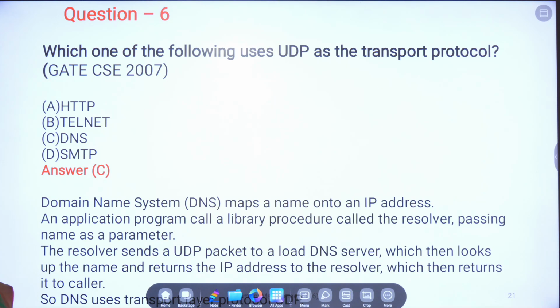Next, question number 6. Which one of the following uses UDP as a transport protocol? GATE 2007 question. We have 4 answers: HTTP, Telnet, DNS, and SMTP. The answer is DNS, because DNS is used to map names to IP addresses. DNS is the domain name system. An application program calls a library procedure called the resolver, passing the name as a parameter. At that time the DNS server maps it to the IP address. So the answer is C, DNS.